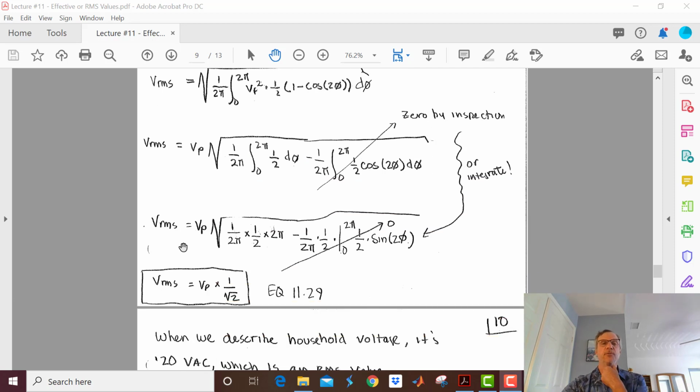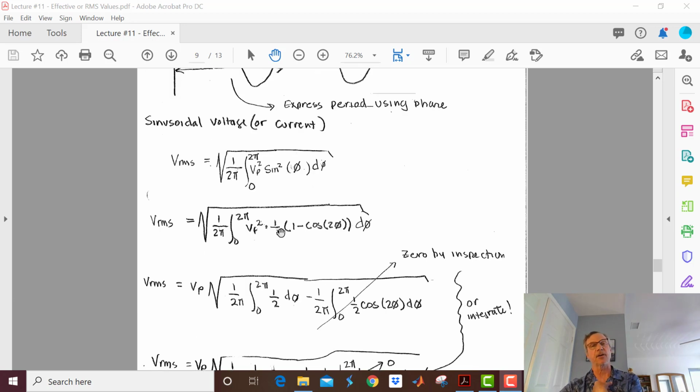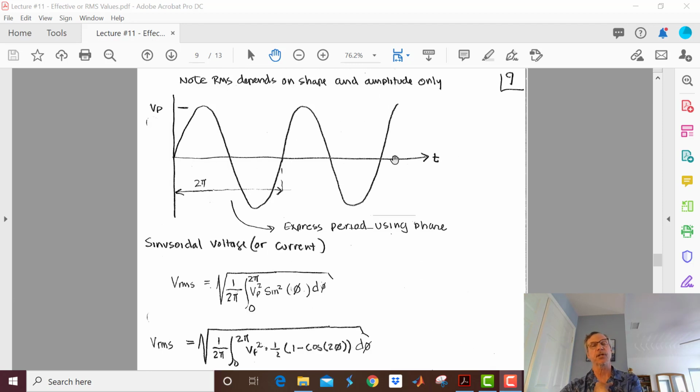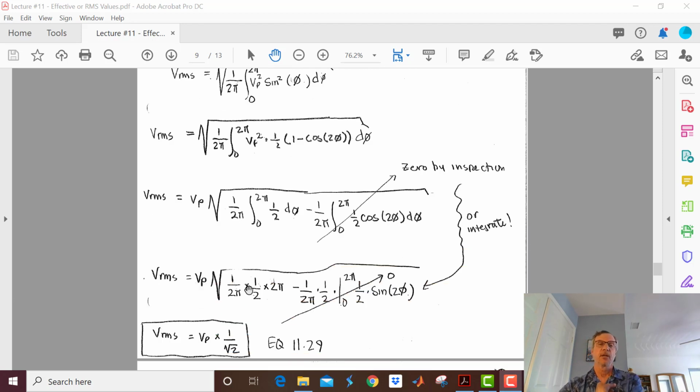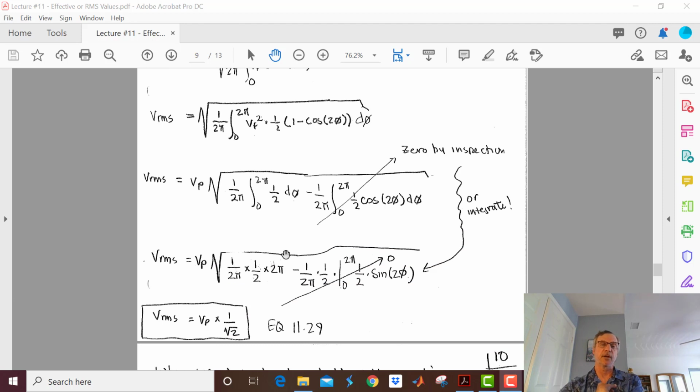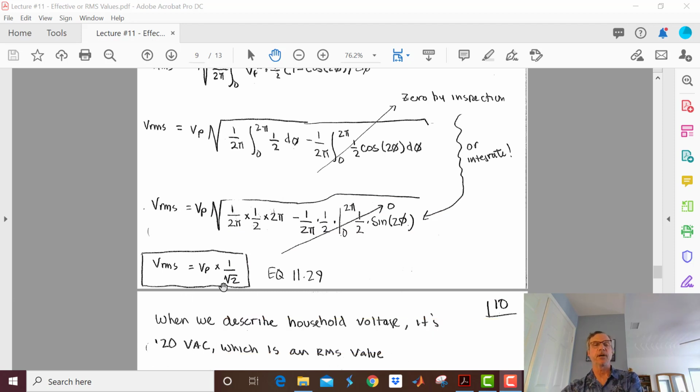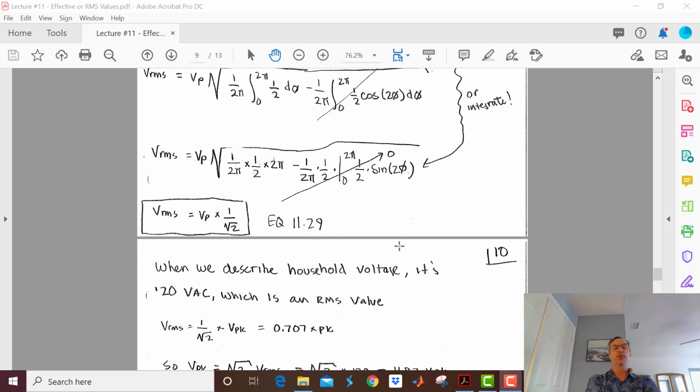And so V_P times 1 over 2 pi, I do this integral, it's trivial, and my 2 pi's cancel out. Didn't I say that that horizontal axis here was going to cancel out? There's your cancellation right there. And I end up with V_RMS is equal to V_P times 1 over root 2. And of course, 1 over root 2 is equal to 0.707.